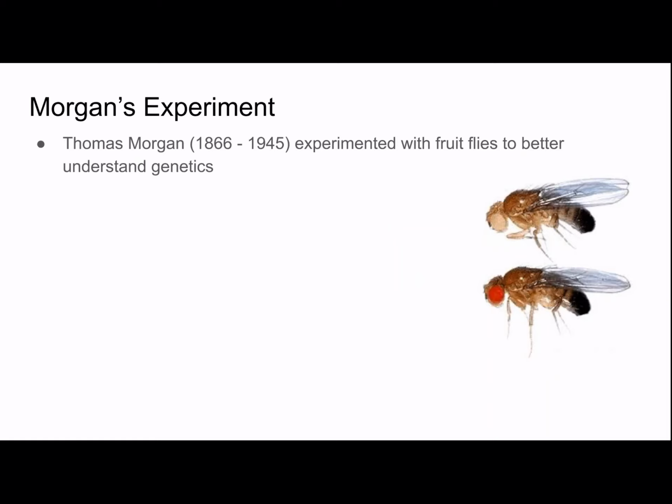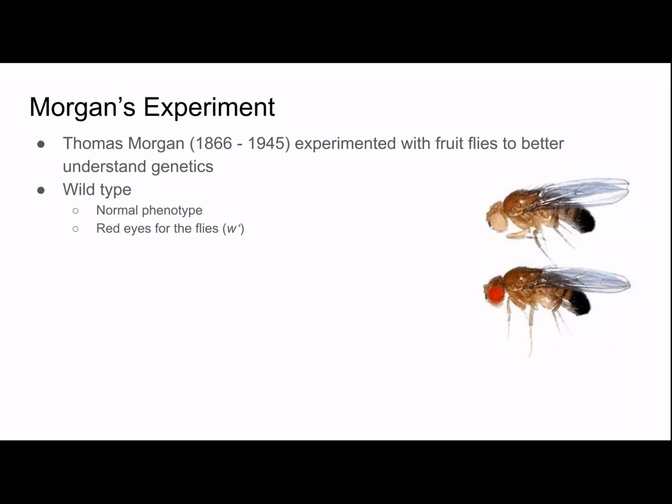Thomas Morgan lived from 1866 to 1945, and he experimented with fruit flies to better understand genetics. Wild type is the normal phenotype. It's red eyes for the flies that he experimented with. Specifically, the flies are called Drosophila melanogaster, but we're just going to refer to them as fruit flies.